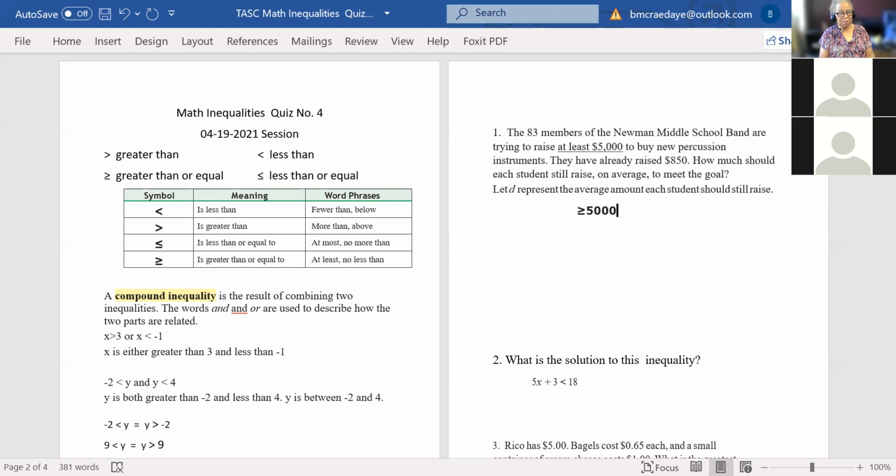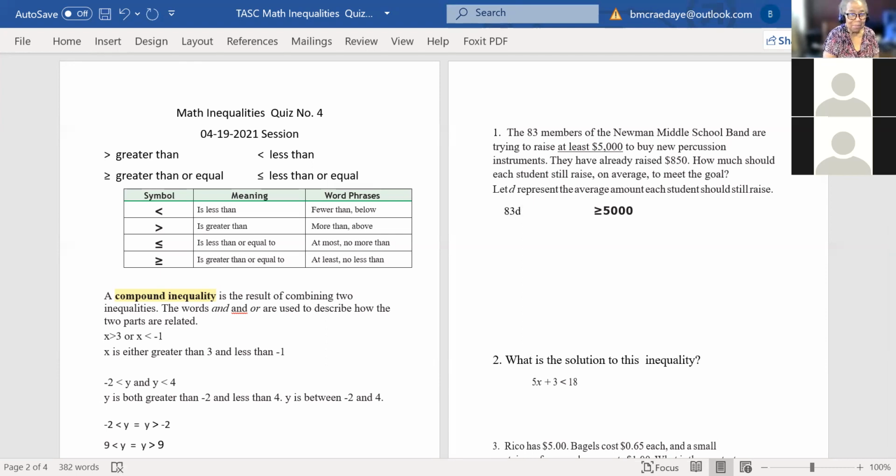Vanessa, you want to tell me? Each student, right? So you should put 83. Go ahead, Vanessa. 83 what? 83. Let D represent the average of each student still to raise. So you put 83D. All right, 83D.